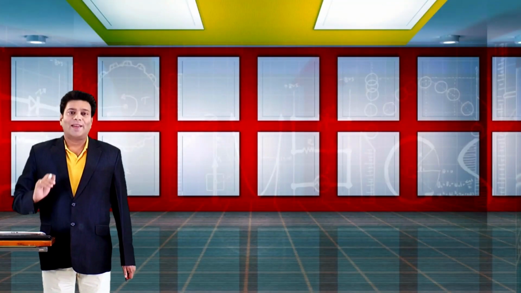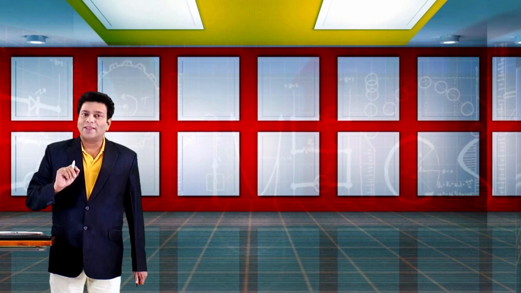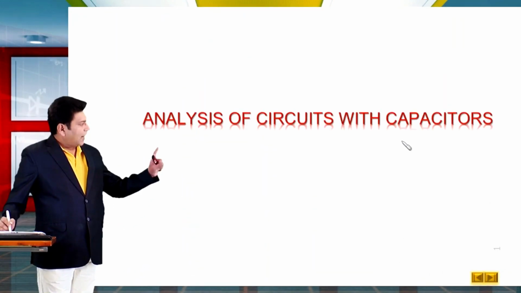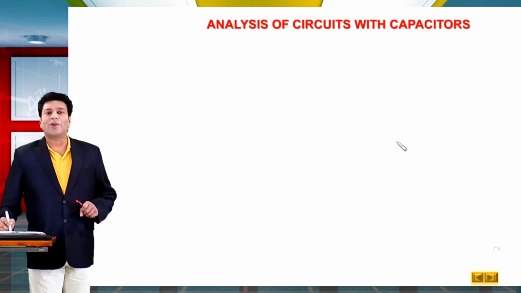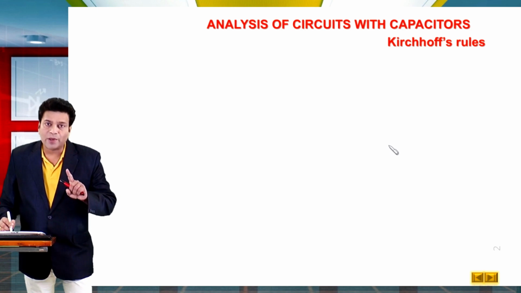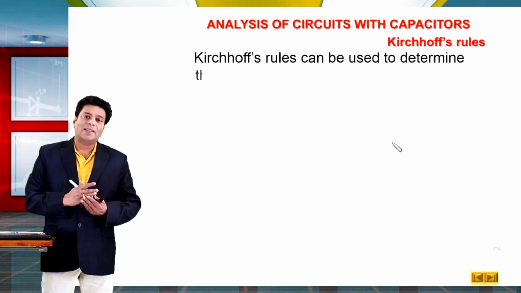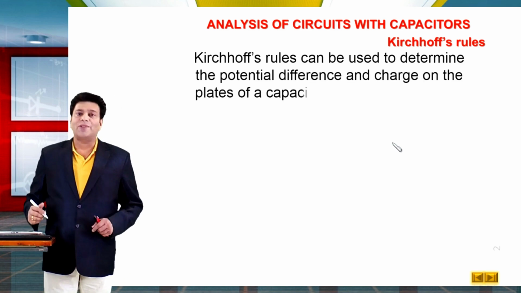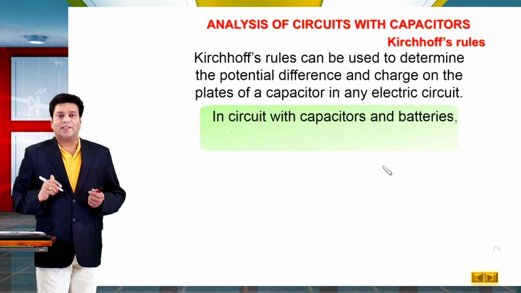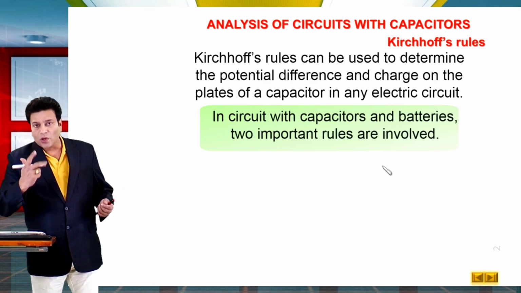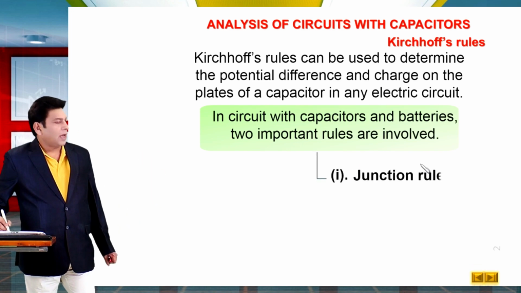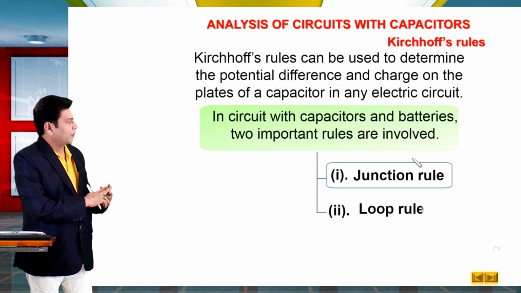Dear students, in today's section we are going to discuss analysis of circuits with capacitors. And in this section, first we are going to discuss Kirchhoff's rule. Kirchhoff's rule can be used to determine potential difference and charge on the plates of the capacitor in any electrical circuit. In a circuit with capacitors and a battery, two important rules are involved. Number one, junction rule, and number two, loop rule.